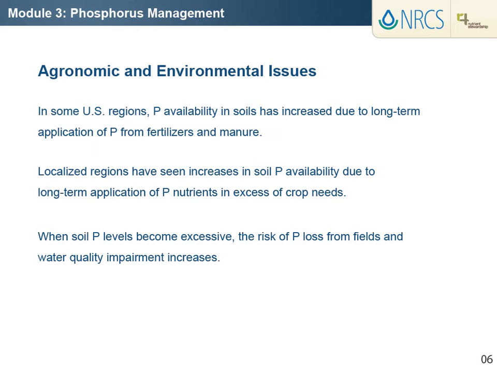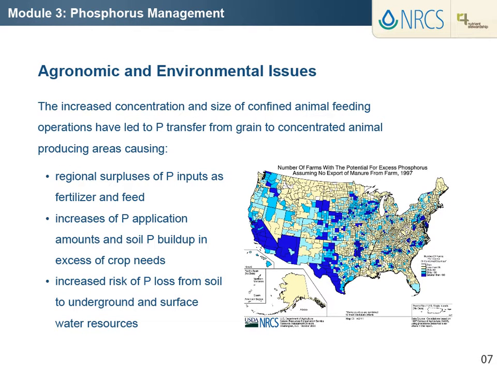Elevated levels of phosphorus in surface water as a result of surface runoff from various sources contribute to eutrophication. Increases in the number and size of concentrated animal feeding operations across the country have also generated localized surpluses of phosphorus inputs as fertilizer and feed. For example, grain transported away from the Midwest for livestock and poultry feed can create localized surpluses of phosphorus for manure in areas where significant amounts of feed have been imported rather than locally produced. Phosphorus in excess of crop needs has increased the risk of phosphorus loss from soil to water resources.